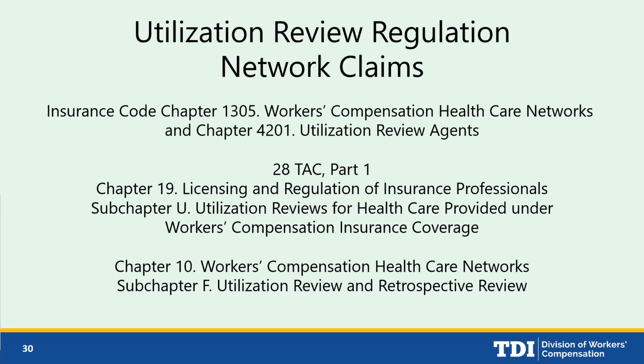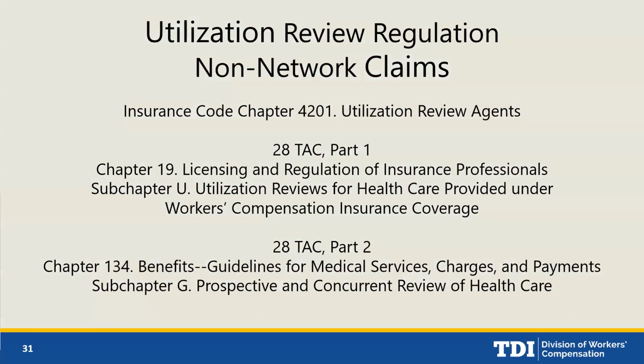So these are your regulations for network claims. And these are the utilization review regulation citations for non-network claims. We're going to, again, use some of the insurance code, and that's 4201 for URAs. Chapter 19, which covers UR processes for both network claims and non-network. And then specifically, we've talked about 134-600, which is the non-network pre-authorization rules.